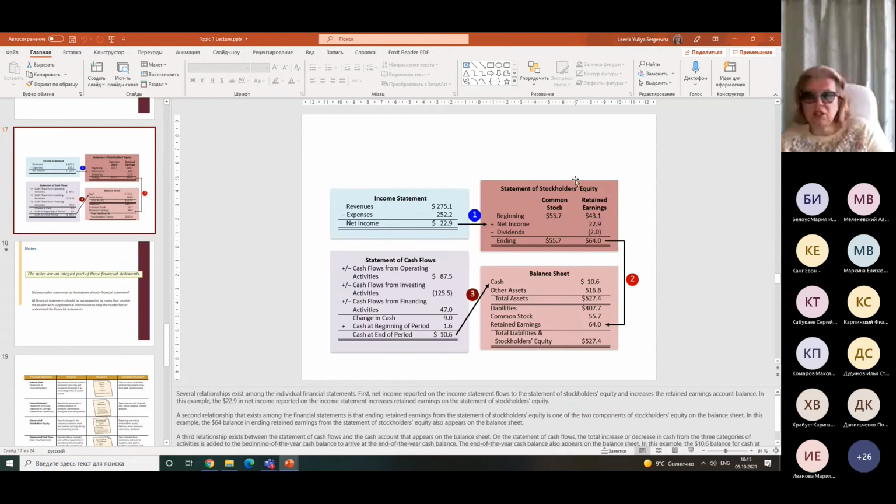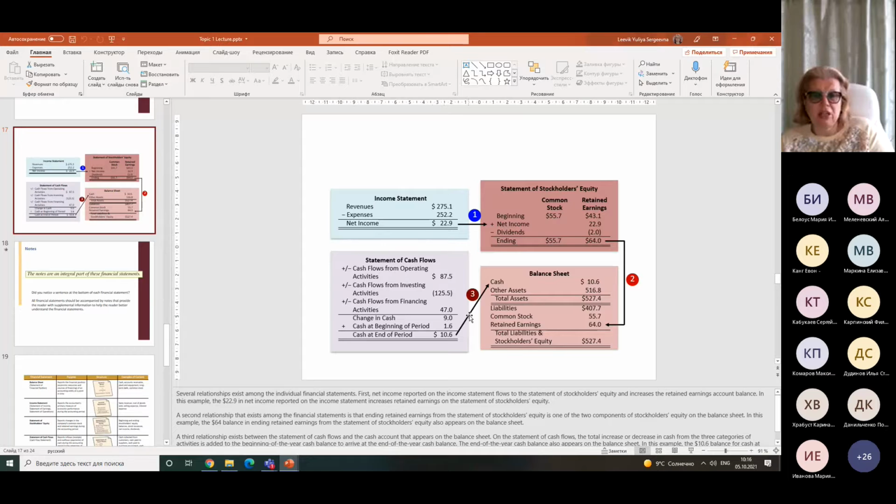And if we observe the relationships between all these statements, first of all, we should prepare the income statement. What to do? Just take all revenues, subtract all expenses to see the financial result of the business. So two possible outcomes: net income or net loss. After that, we put this result into the statement of stockholders' equity to calculate ending retained earnings. And only after that can we prepare the balance sheet, because we should put into the balance sheet the ending balance of retained earnings. So this is the structure of the balance sheet.